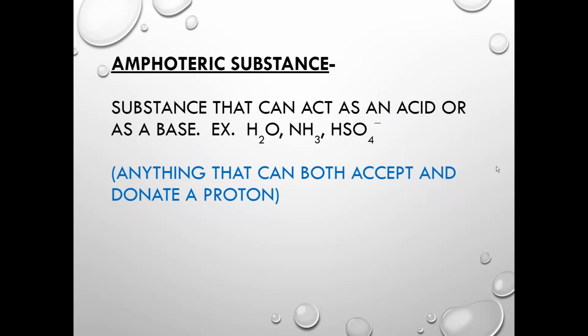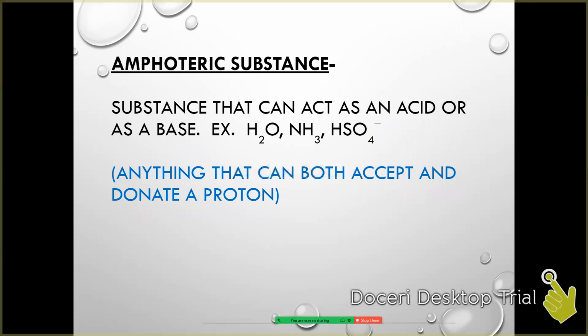So amphoteric substances are something that can act as an acid or as a base. So your typical one is H2O. NH3 is also amphoteric. HSO4-, so that's your sulfuric acid after it's lost one hydrogen, that also would be considered amphoteric. Anything that can both accept and donate a proton is going to be considered amphoteric.